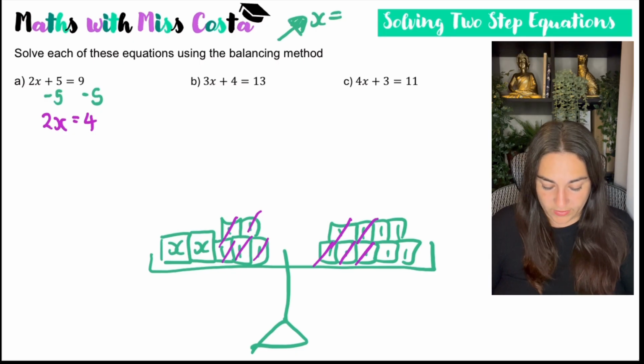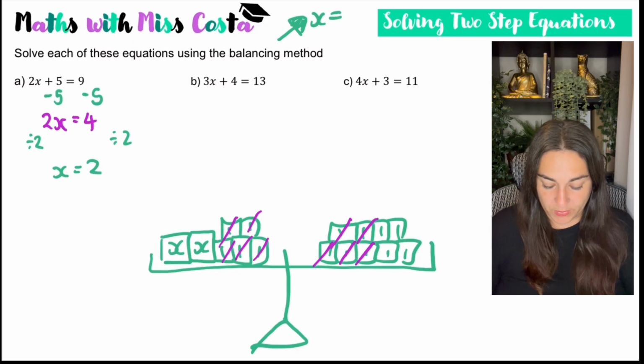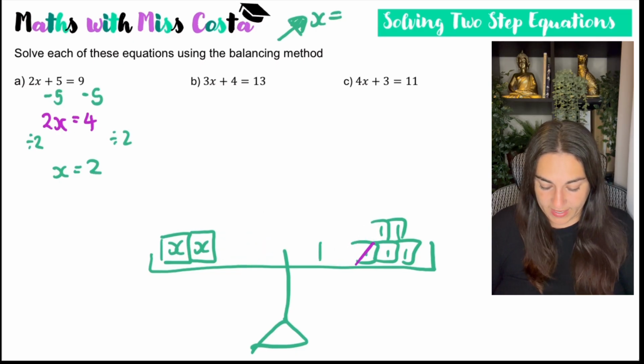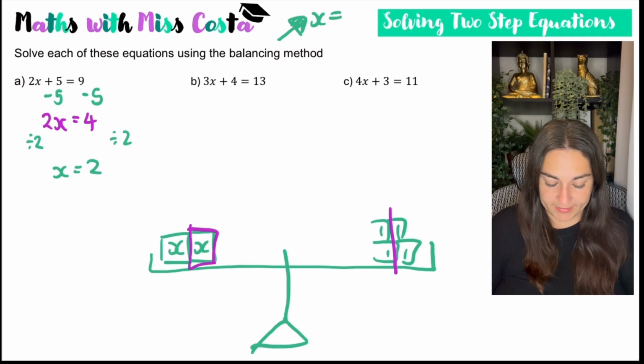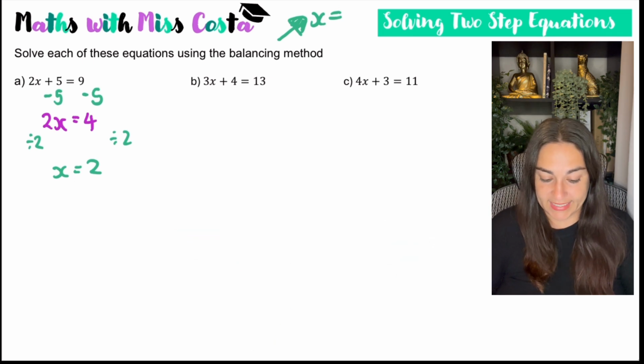And then what do I do? To get one lot of x, there's 2 x's, so I'm going to half it. I'm going to divide by 2. So x must be 2. And that makes sense because if I'm just left with 2x is 4, then half of that must be one lot of x. So that's why the balancing method works, as long as you do the inverse to each thing.